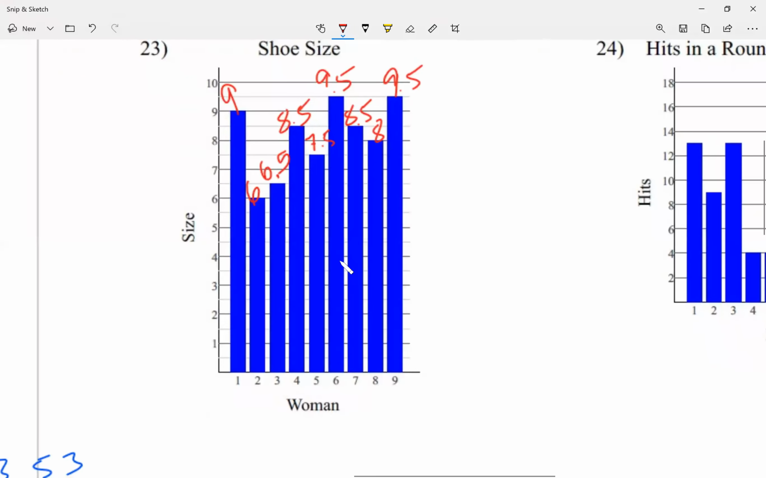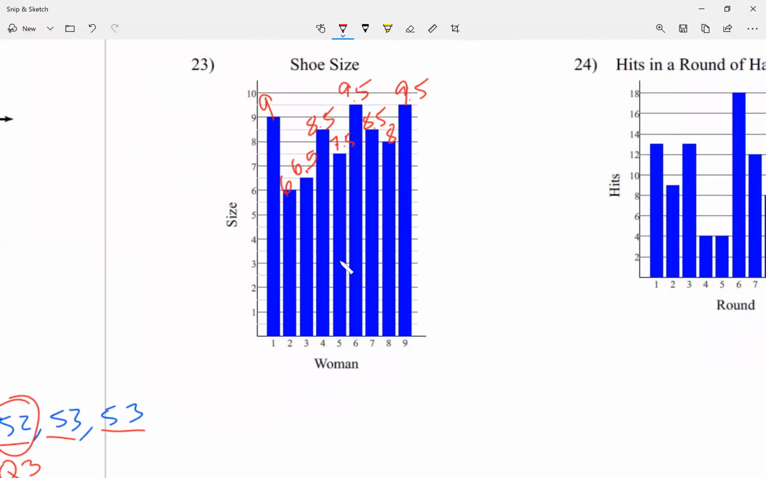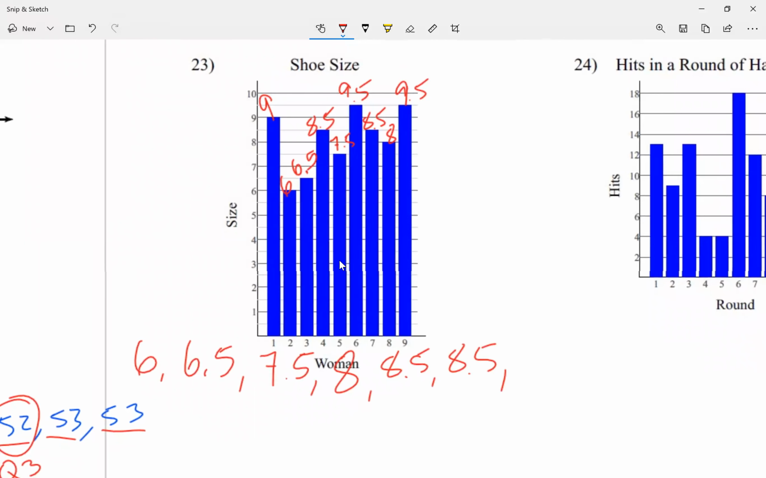All right, let's take a look. Let's list our numbers from smallest to largest. This is the hard part. My first number is 6. Then I get 6.5. Then I get 7.5. Then I have 8. Then I get 8.5 twice. Then I have a 9, and then I get 9.5 twice.